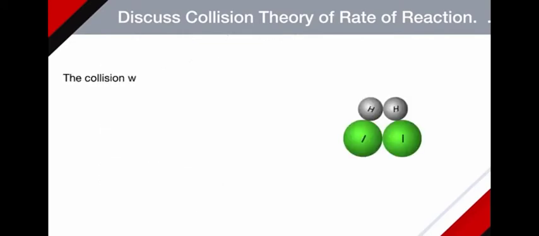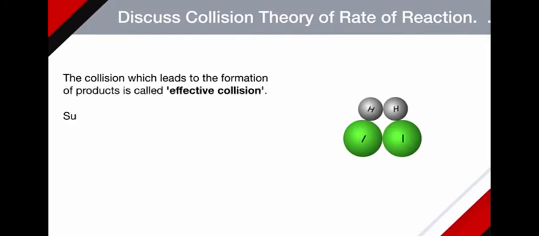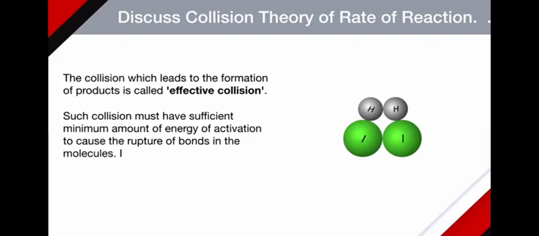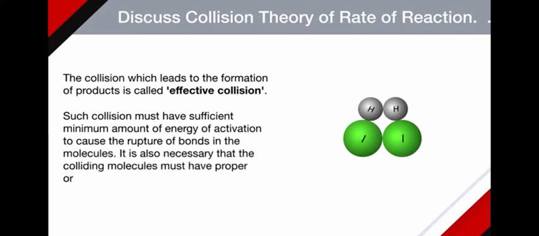The collision which leads to the formation of the product is called effective collision. Such collisions must have the sufficient minimum amount of energy of activation to cause the rupture of bonds in the molecule. It is also necessary that the colliding molecules must have proper orientation.